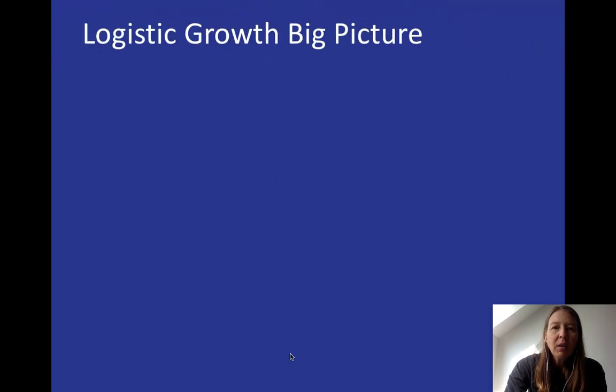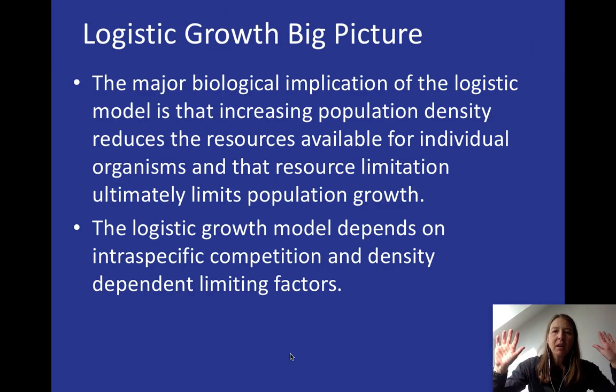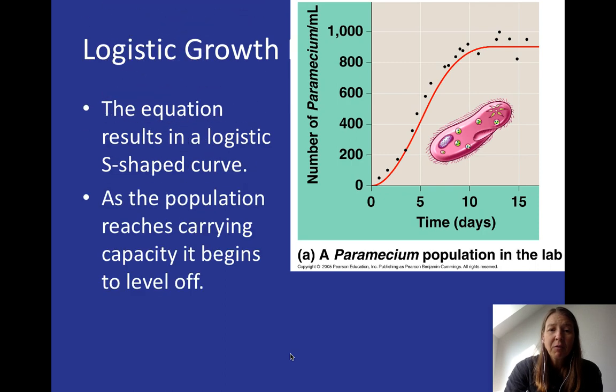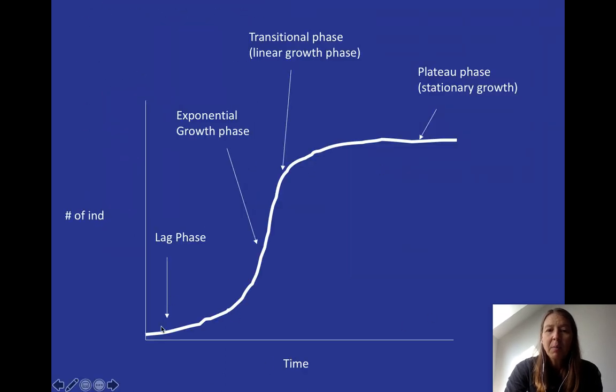Okay, so logistic growth, the big picture. Increasing population density reduces resources available for individual organisms. If you have fewer resources, then you're ultimately going to limit the population growth. The logistic growth model depends on intraspecific competition, so individuals within the same species competing, and those density dependent limiting factors. You need to make sure that you can go through and talk about these phases, and talk about natality and mortality, so births and deaths, and how they affect growth and what's going on at each of them.